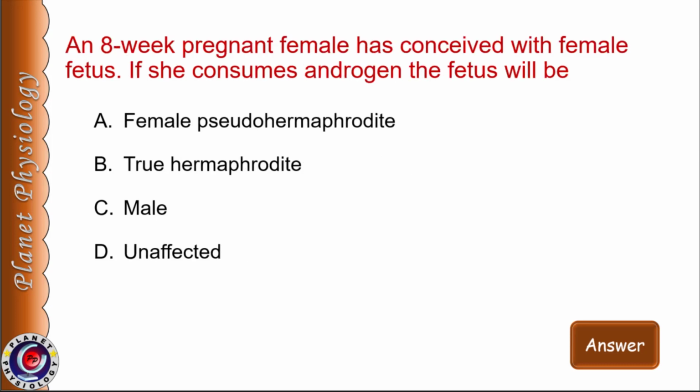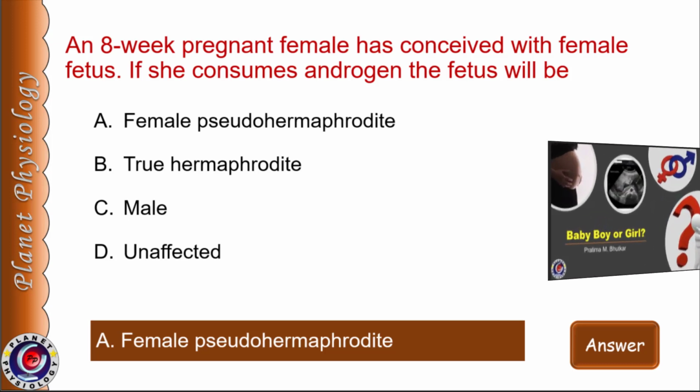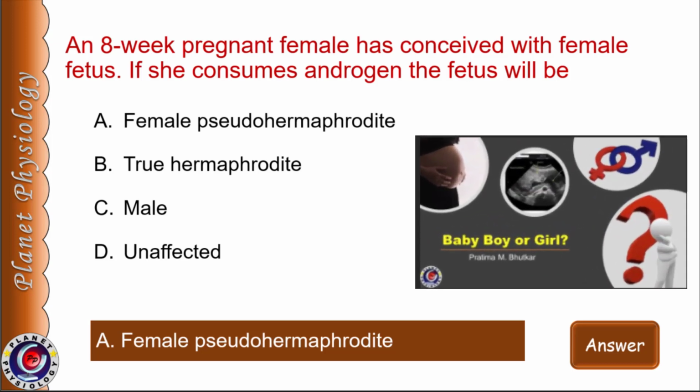Next question. An 8-week pregnant female has conceived with female fetus. If she consumes androgen, the fetus will be A. Female pseudohermaphrodite, B. True hermaphrodite, C. Male and D. Unaffected. And here the correct answer is option A, female pseudohermaphrodite. In genetic female reproductive organs develop between 8 to 13 weeks of the pregnancy. But due to exposure to androgens during this period, fetus develops male reproductive organs and hence this fetus will be female pseudohermaphrodite. To learn more about this topic, watch my video on sex determination and differentiation. Link is provided in the description box below.